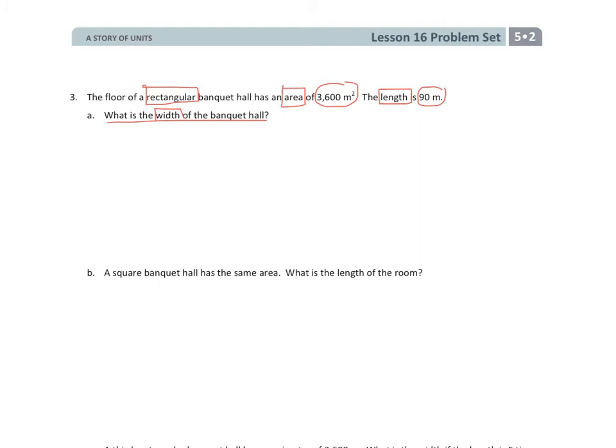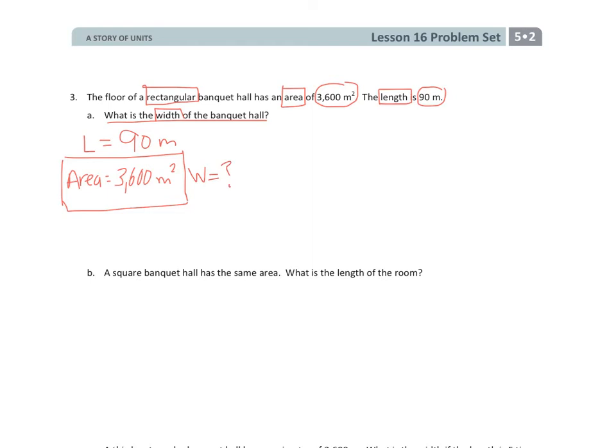So quickly, we're going to draw what we think the banquet hall would look like. We are told it's rectangular. All right, so make a rectangular box. We're told the area. So the area is the space that the whole floor covers. So this is the area right here. We have 3,600 meters squared. Up on top right here is our length. So we're going to put, I always like to label L, and then it's going to be 90 meters, which means that this is the width, and we don't know what that width is.